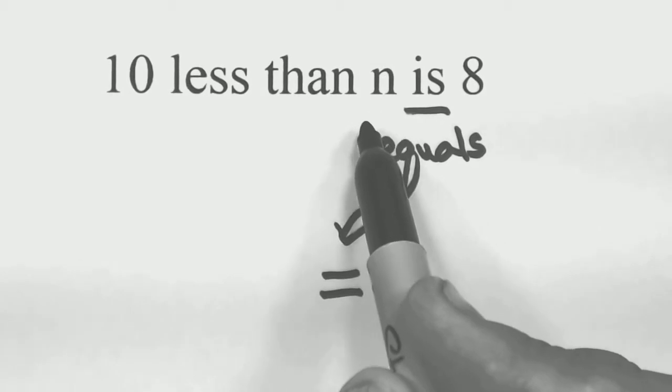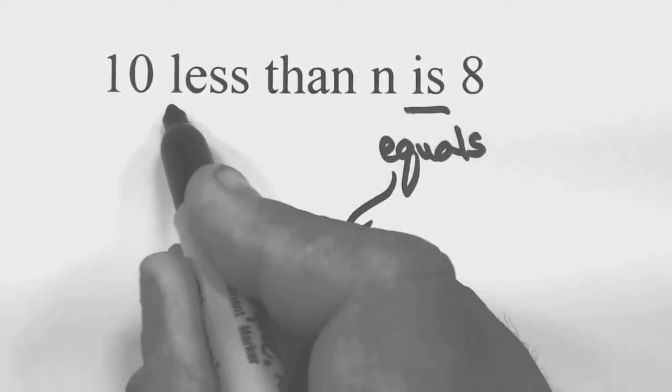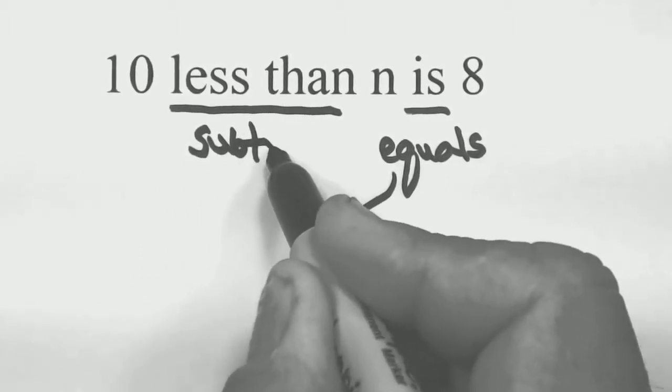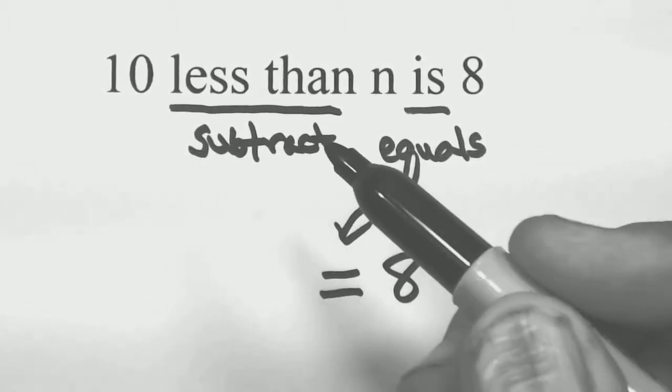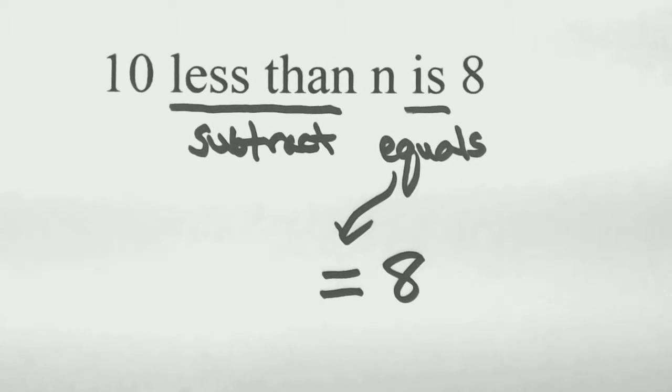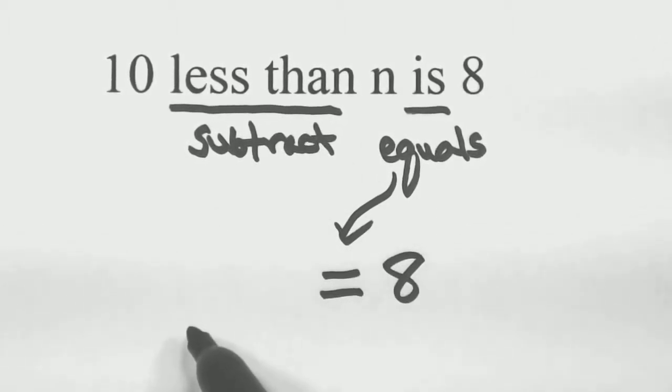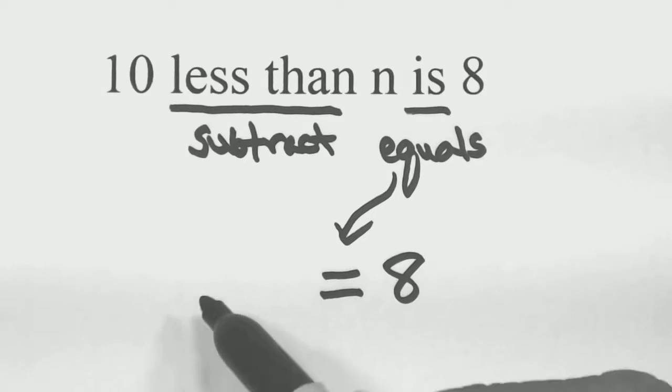10 less than n. Now, be careful here. Less than means subtract, and remember, there's only one word in subtraction where you can assume correct left to right order. That's the word difference. Well, this is not difference. So we must carefully determine what is being subtracted.